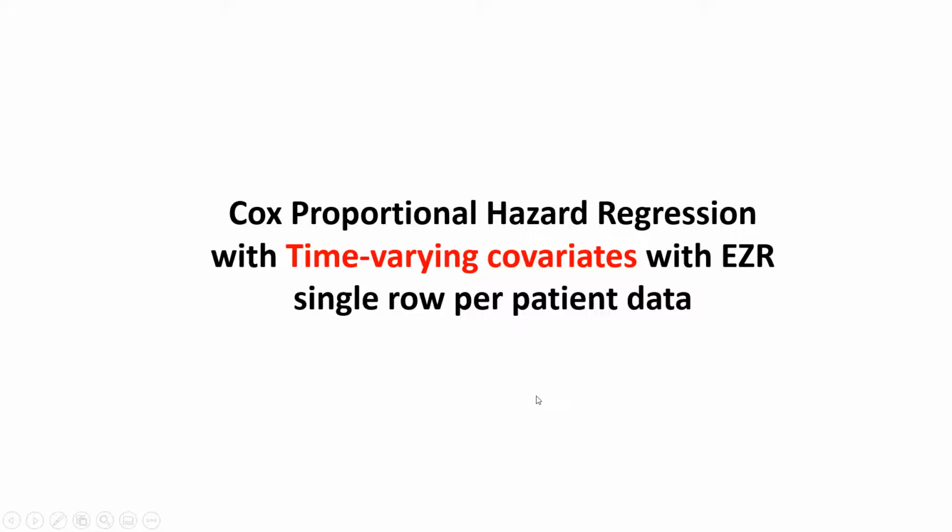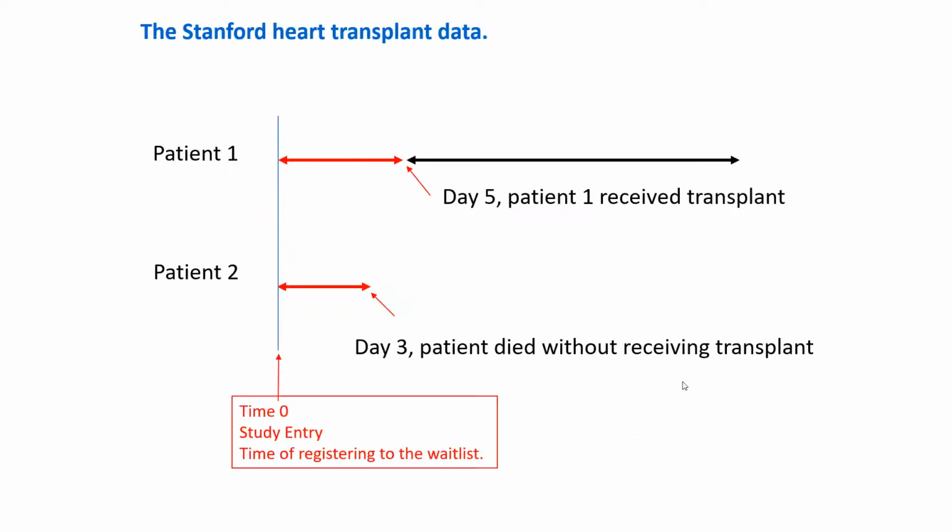In this video, we will learn how to conduct Cox proportional hazards regression with a time-varying covariate with EZR. The motivating example is from the Stanford heart transplant data. Two patients were followed from the time of registering to the wait list for heart transplantation.